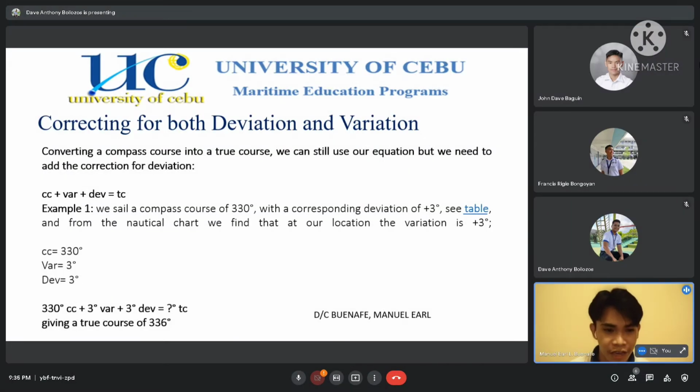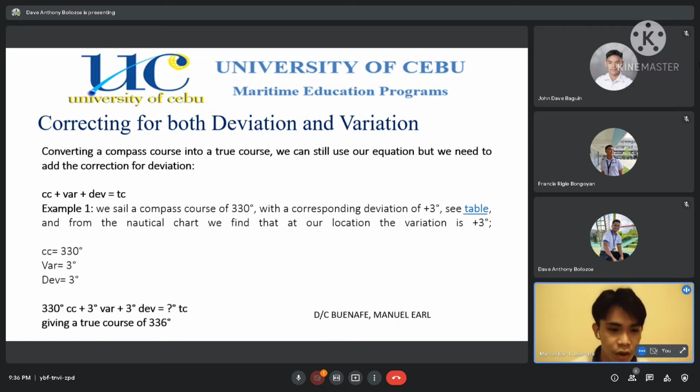Thank you for that, Cadet Bagin. So, correcting for both deviation and variation: let us remember that to convert a compass course into a true course, we can still use our equation, but we need to add the correction for deviation. So what is the formula? Compass course, or CC, plus variation plus deviation is equal to TC, or the true course.